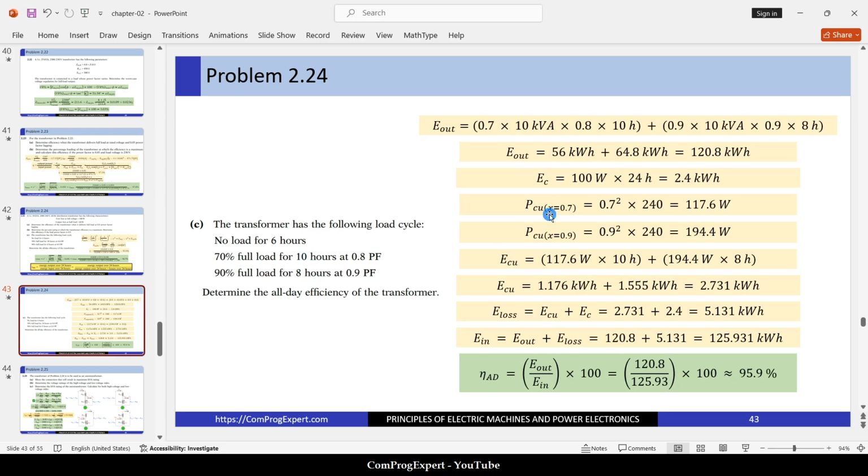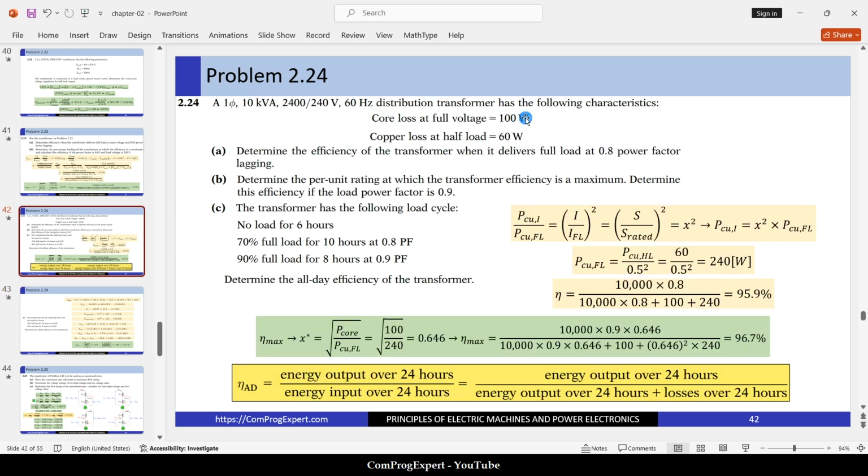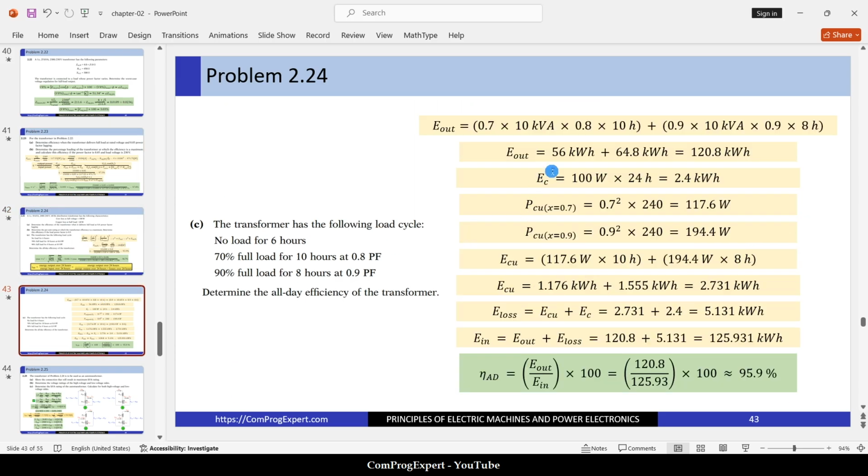What is the value of the core loss? The transformer is connected to the grid, the power system. And for all day, we have this amount of the core loss. The value of the core loss is equal to 100 watts. So the core loss energy is 2.4 kilowatt hours.